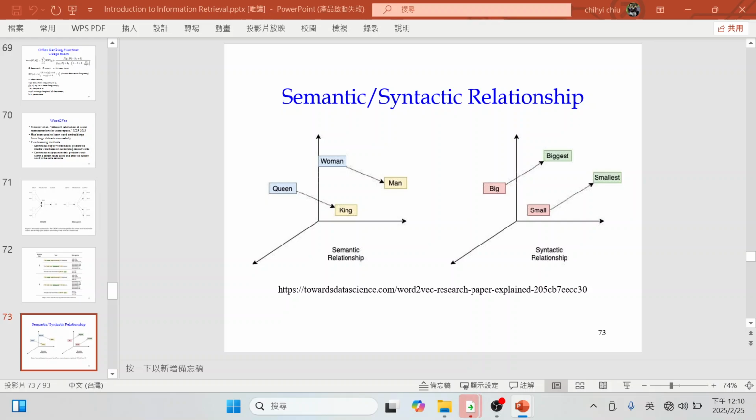Another example is the syntactic relationship, like the big to the biggest, and the small to the smallest. The relation between the 2 pairs should be such that their distance should be the same. So that's what we call keeping the relationship according to semantic or syntactic. So I hope after their word2vec training, they can make all the vector embeddings already keep these relationships.